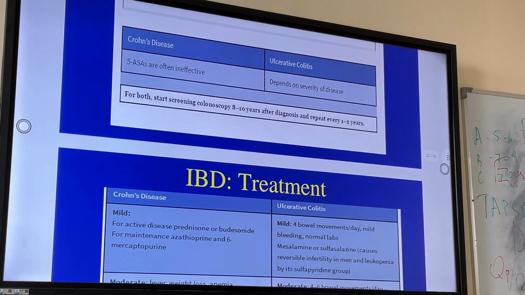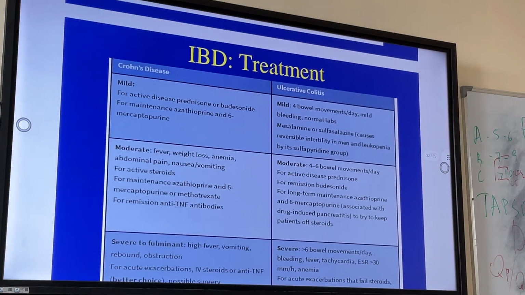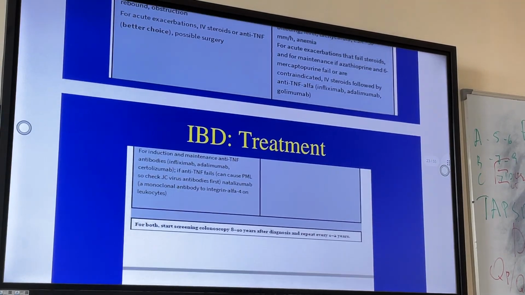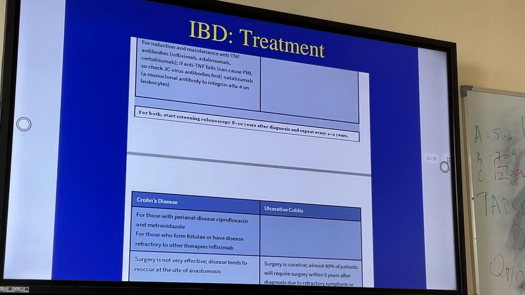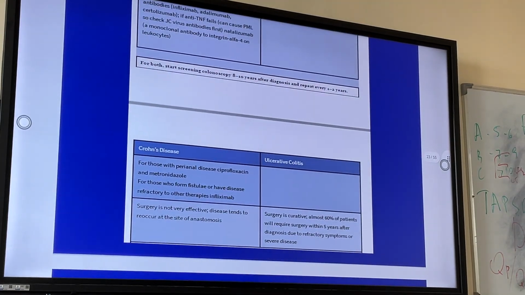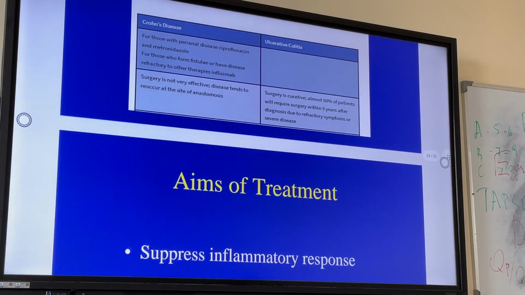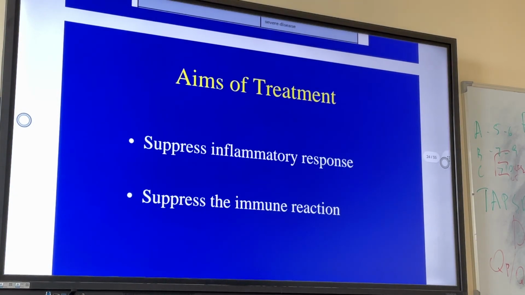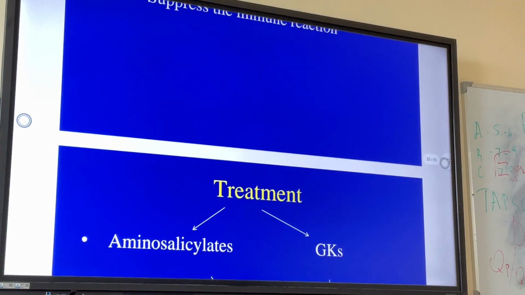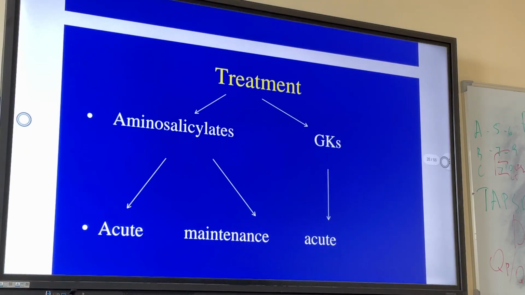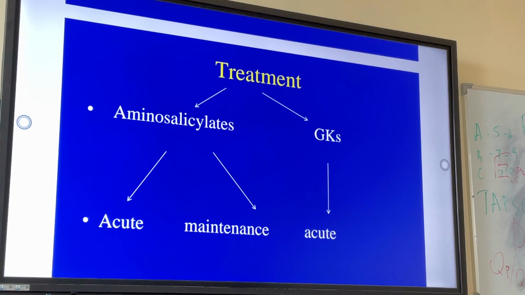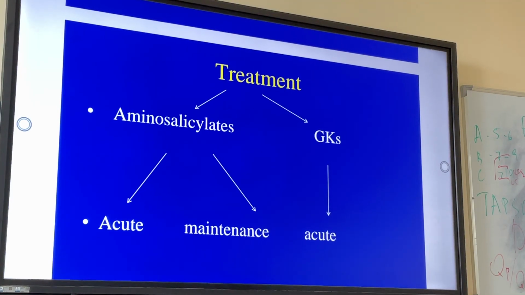I want to show you something here. For both, start clinical colonoscopy 8 to 10 years after diagnosis, repeat every 1 to 2 years. Now, why treat? To suppress the inflammatory response and immune reaction. Treatment: aminosalicylates, 5-ASA derivatives, sulfasalazine, and glucocorticoids. Glucocorticoids are used for acute exacerbations.